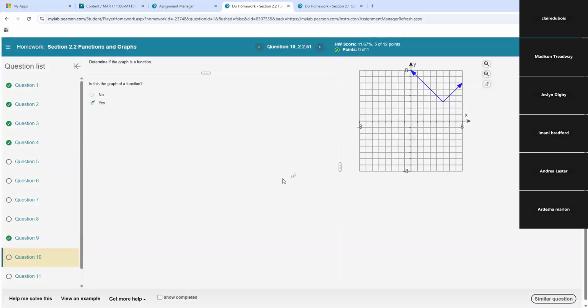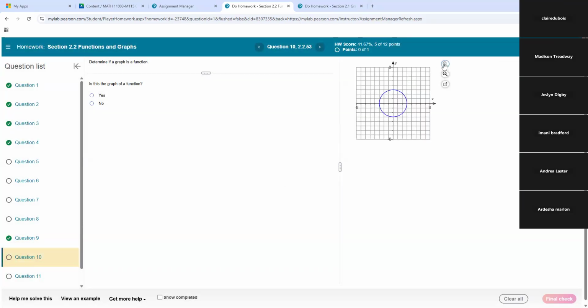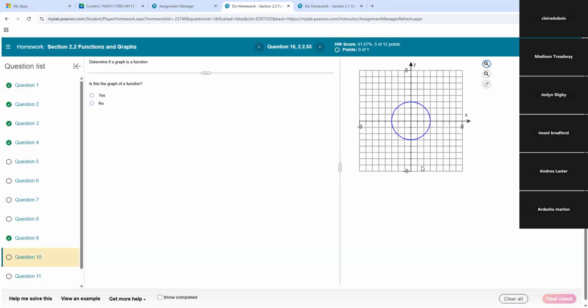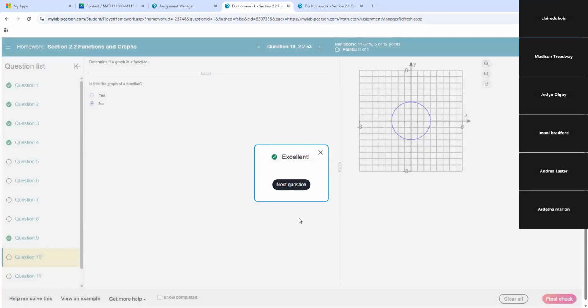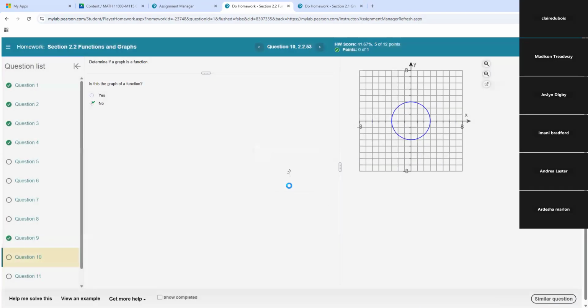All right, y'all. Let's make this circle bigger. Ooh, that was quick. Yeah, you run vertical lines on that. It's going to intersect this thing a whole lot of times, more than once, right? So y'all are saying no. So we put no in and check that. Good job.